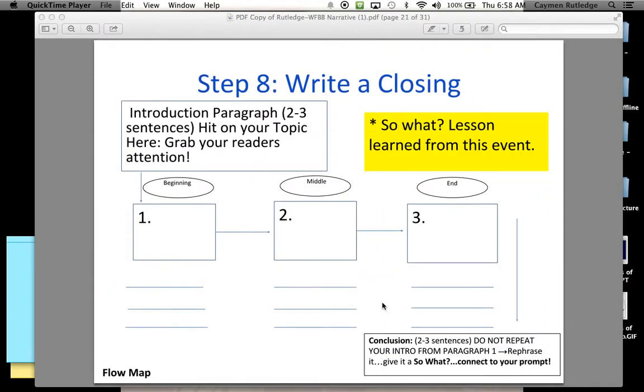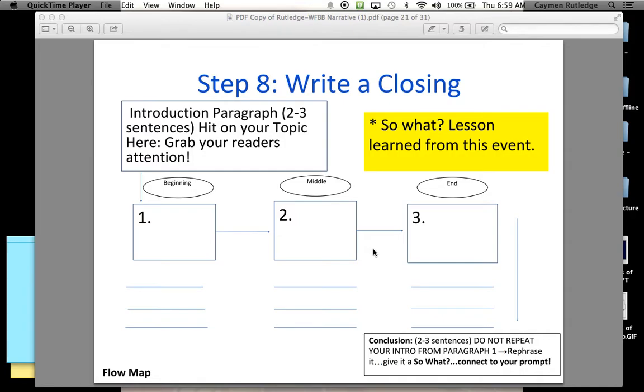Once you're done writing transition words, you're going to write a closing or your conclusion paragraph. Now, if you see on this slide, it says in the yellow box, so what? Lesson learned from the event. So what was your lesson learned? Remember to not repeat your introduction. We don't want to do that. We don't want it to sound exactly the same.